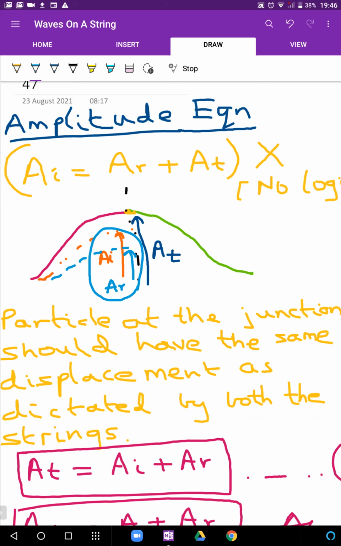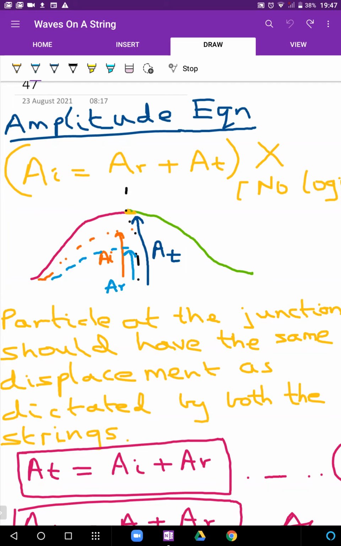What is reaching on the other side? AT is reaching there, and here AI plus AR is reaching. Right? So that's why AI plus AR has to be equal to 80.